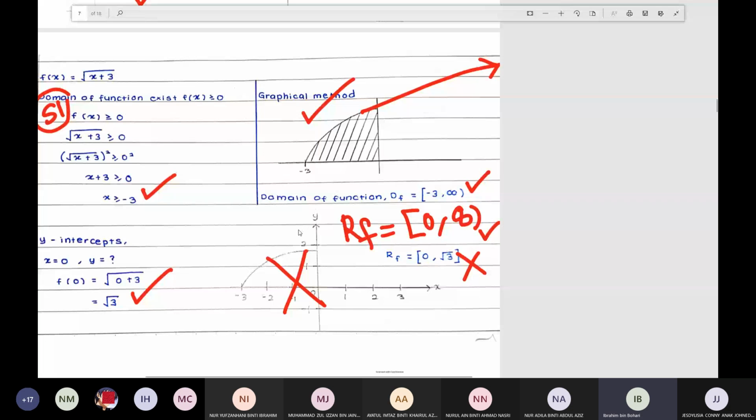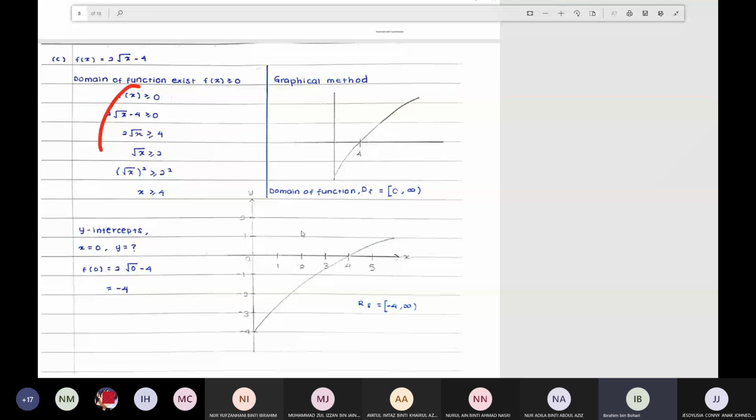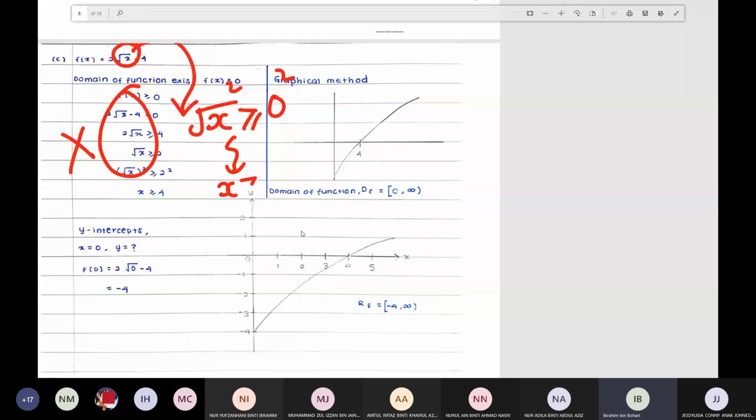And question C. Okay, ini pun kita check juga. 2 square root of x minus 4. Kita check solution. Greater than or equals. Ada salah ni. Ini saya tunjukkan. So you square in the square root form. You square in both sides, and greater than or equal to 0. Yang lain tu you abaikan. And here, the domain of the function is x greater than or equal to 0. So domain of the function starts at 0 to the positive infinity. Y-intercept here at 0, negative 4.